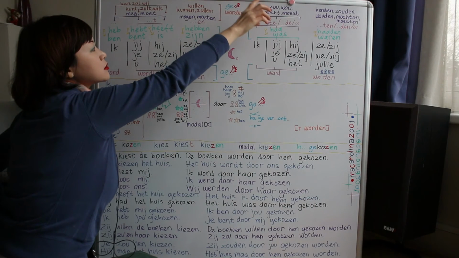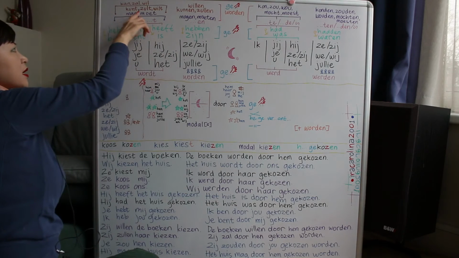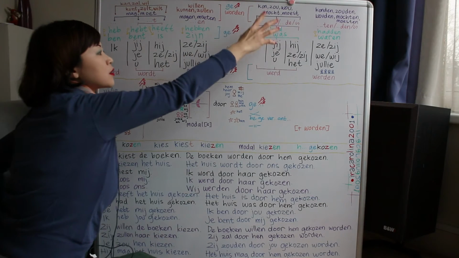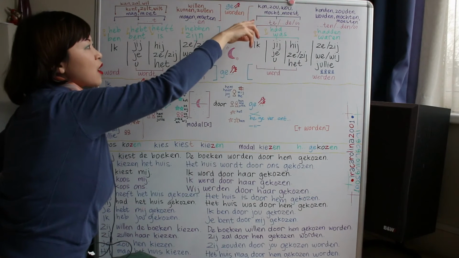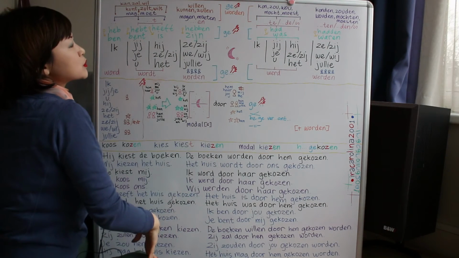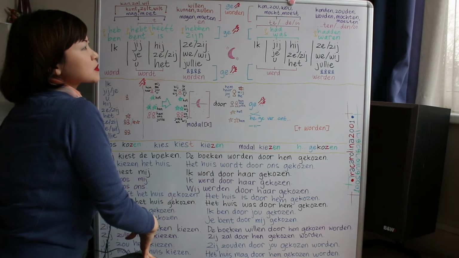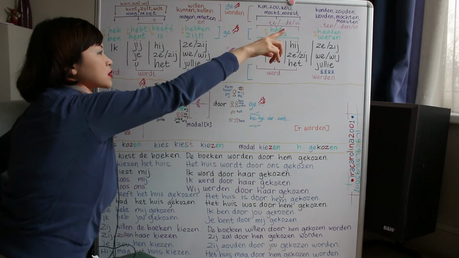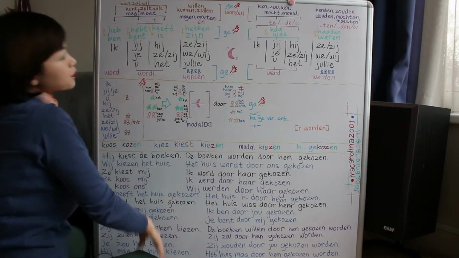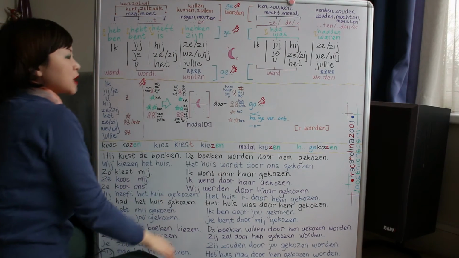And the modals are just divided into two. There's no exception like this one. So it consists of one, more than one. Kon, zou, wou. Mocht, moest. Konden, zouden, wouden, mochten, moesten. Don't forget the ge verb and worden.